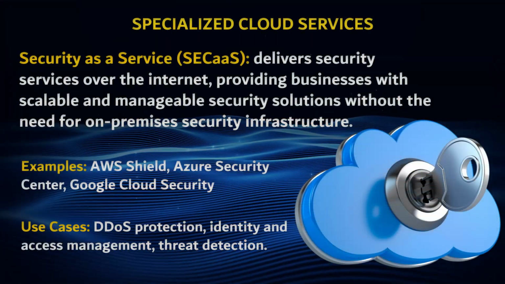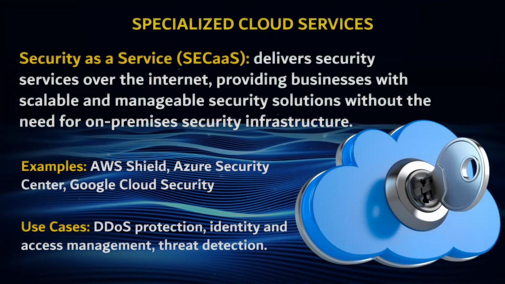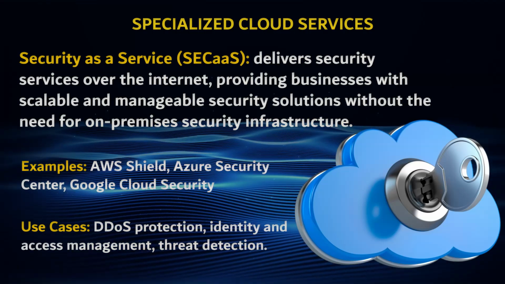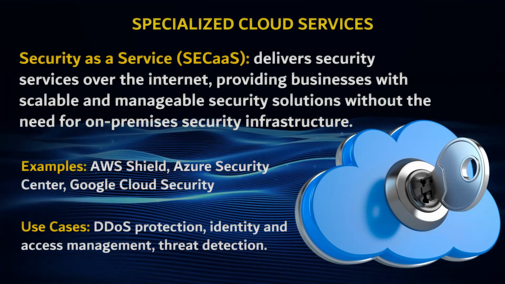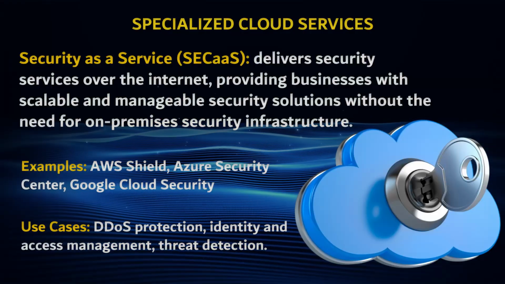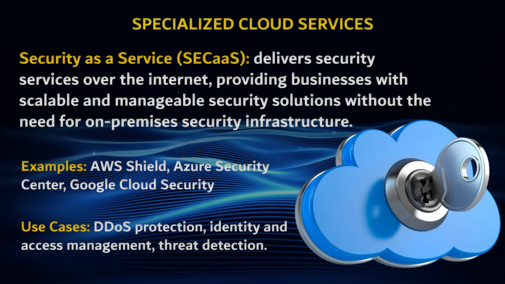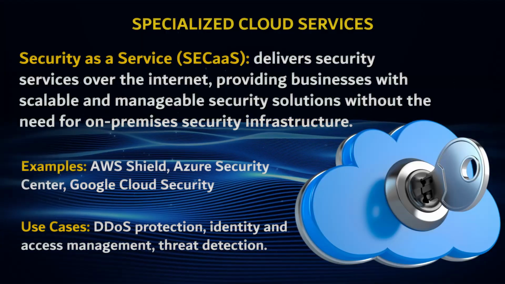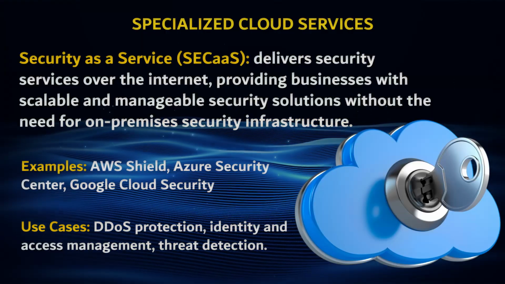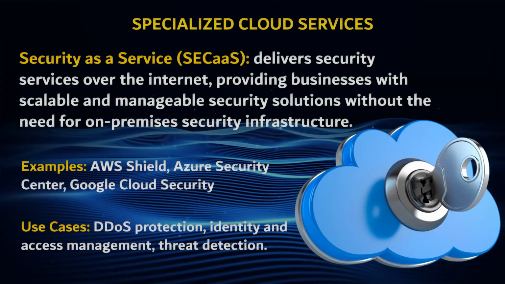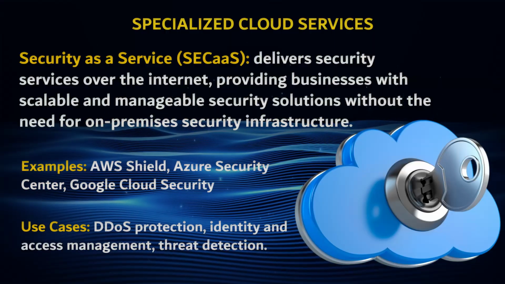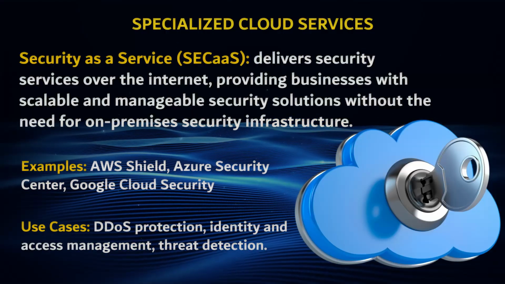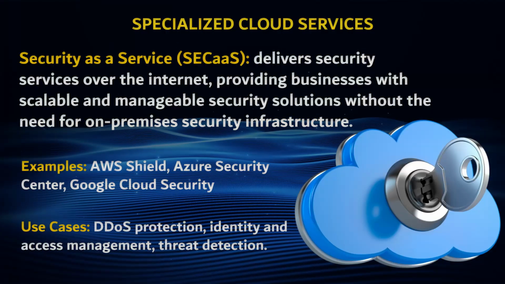Security as a Service, SECaaS, delivers security services over the internet, providing businesses with scalable and manageable security solutions without the need for on-premises security infrastructure. Examples: AWS Shield, Azure Security Center, Google Cloud Security Command Center. Use cases: DDoS protection, identity and access management, threat detection.